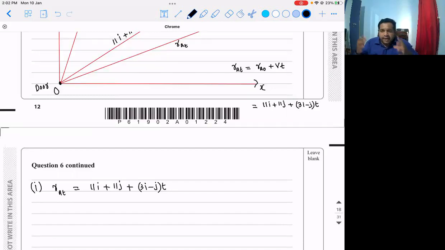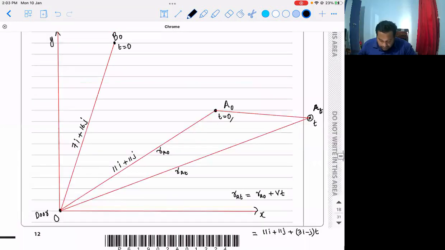If you want, you can write the i terms together and j terms together. So that is (11 plus 3t) i cap plus (11 minus t) j cap, because if you expand this, 3it minus jt, right? Am I correct? So this is the answer.